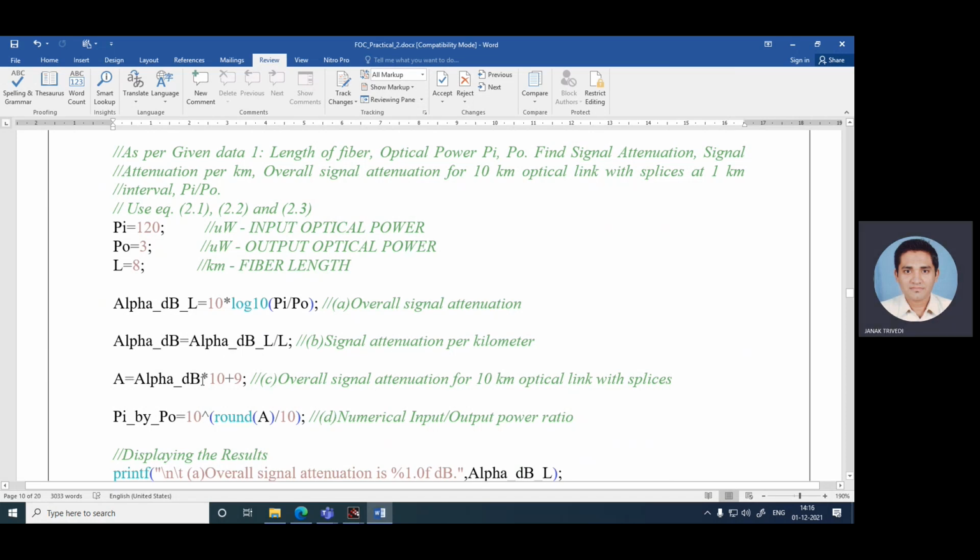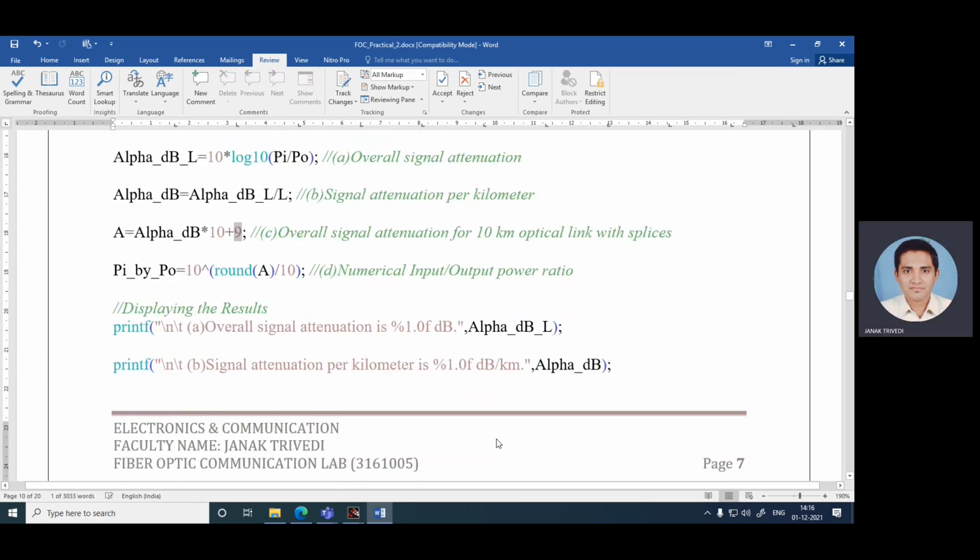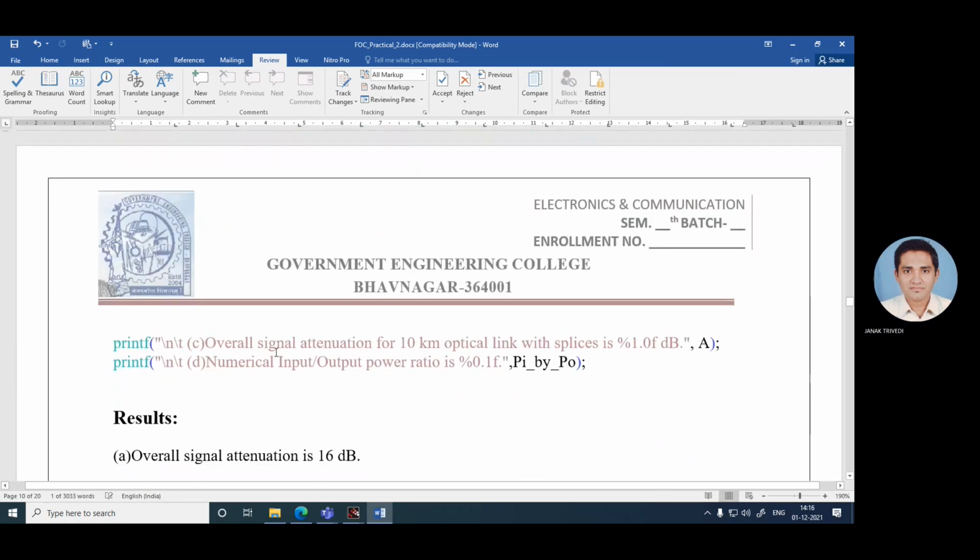Alpha suffix d, that is equal to alpha dB L divided by L, signal attenuation per kilometer, second option. A is equal to alpha dB into 10 plus 9, overall signal attenuation for 10 km optical length with splices. So in this case, a 10 km optical length with splice at every 1 km, that's why plus 9 is there. So this is a good example. Then Pi by PO is equal to 10 raised to A divided by 10, the numerical input-output power ratio. And finally, display the result: printf overall signal attenuation, printf signal attenuation per kilometer, printf overall signal attenuation for 10 km optical link with splice, and printf numerical input-output power ratio.